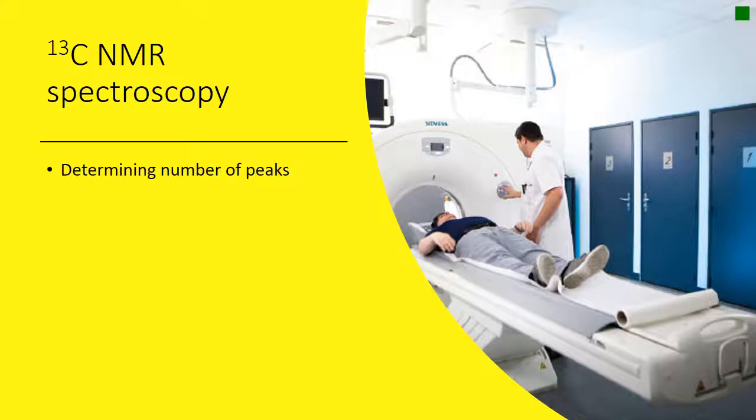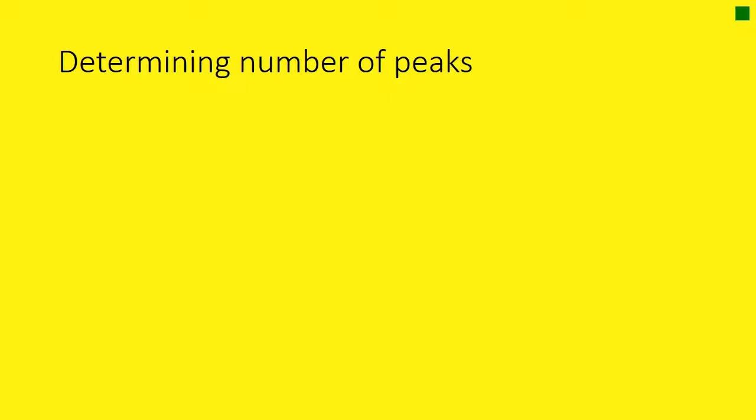So what we're going to do is look at the number of peaks. And straight off, what we can say is that carbon-13 NMR is much easier than proton NMR, because we've got no splitting and no integrals to worry about. It's just the number of peaks. And that does enable us to differentiate between isomers, which we'll have a look at as well. So determining the number of peaks is the main job that we have when we're looking at carbon-13 spectra.